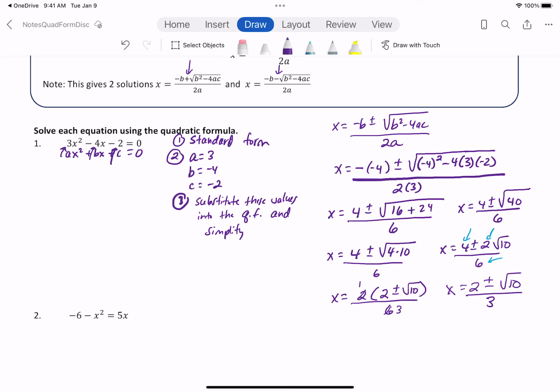So we could ask for these answers in one of 2 ways. If I ask you for the exact answer, this is what I'm looking for. If I asked you for an approximate answer, that would mean I would want you to separate the 2 cases and enter it into the calculator and get an approximation.